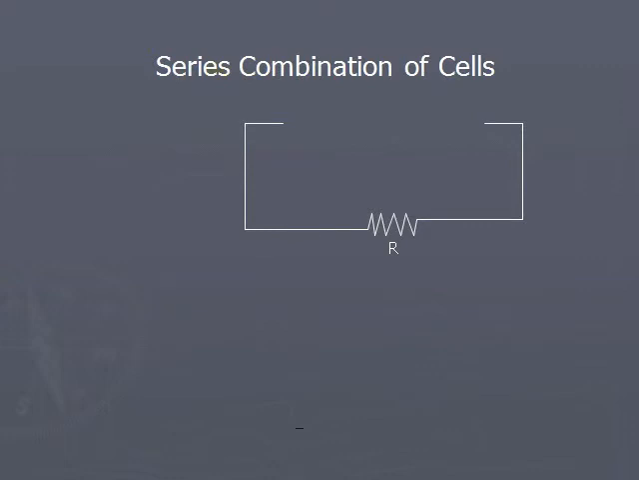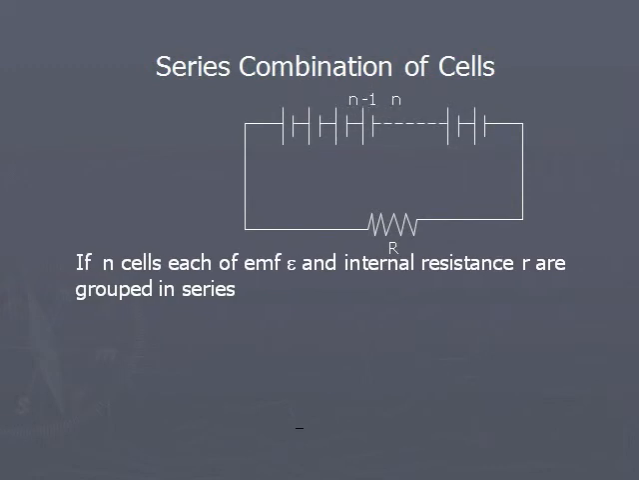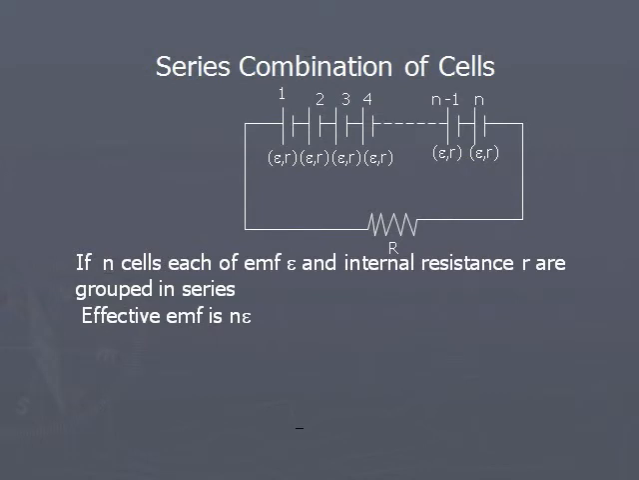Series combination of cells. Let us take n cells, each of EMF small e and internal resistance small r. Let us connect them in series. Then these n cells will act as a single battery of EMF Ne and internal resistance Nr.